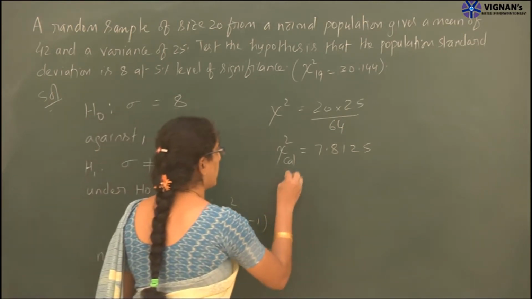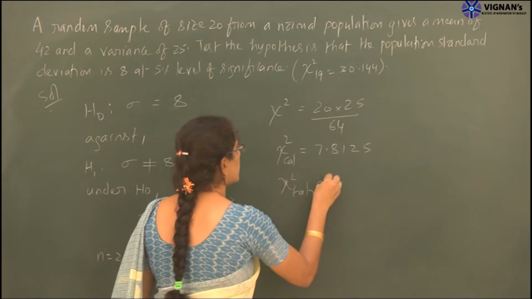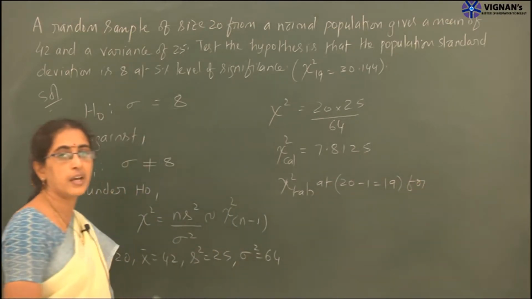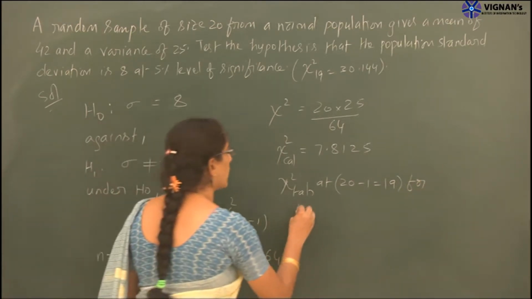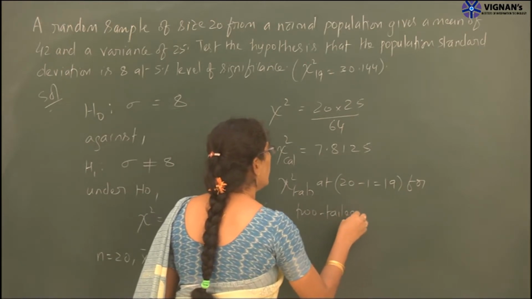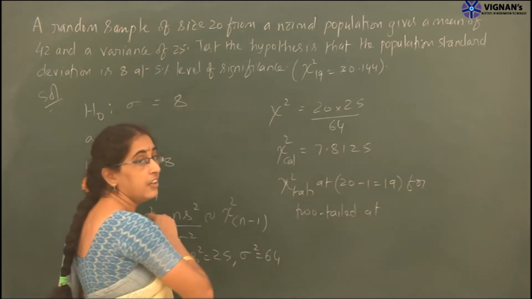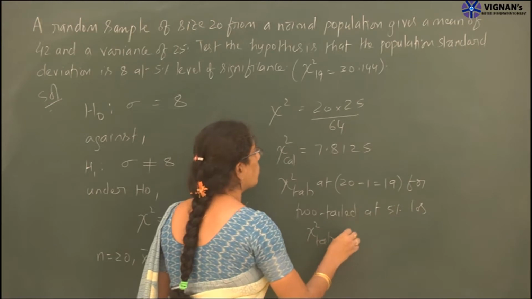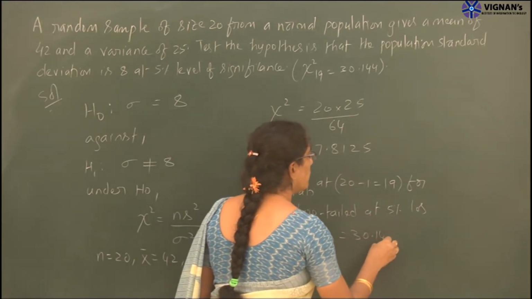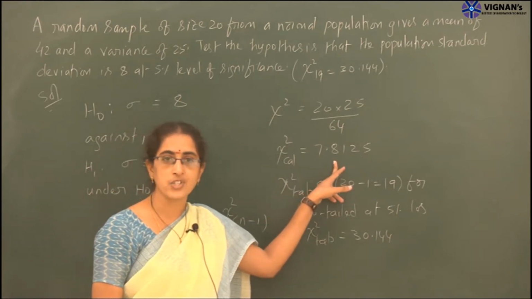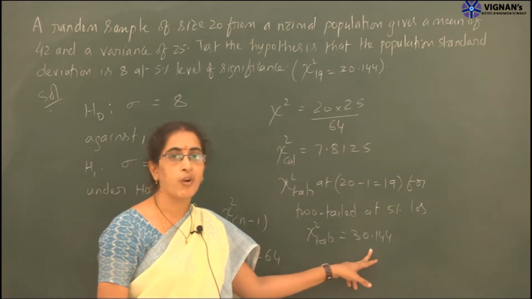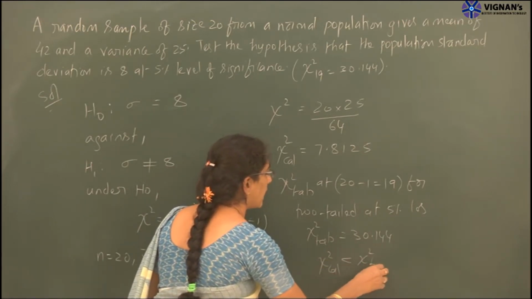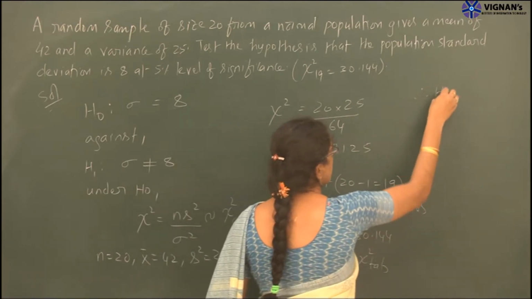Now if you see the tabulated value, chi square tabulated value at n minus 1, that means 20 minus 1 is equal to 19. Here the alternative hypothesis is not equal to, so it is a two-tailed test, at 5% level of significance, which is 30.144. Now the chi square calculated value is 7.8125 and the tabulated value is 30.144. That means the chi square calculated value is less than the chi square tabulated value. Therefore H0 is accepted.